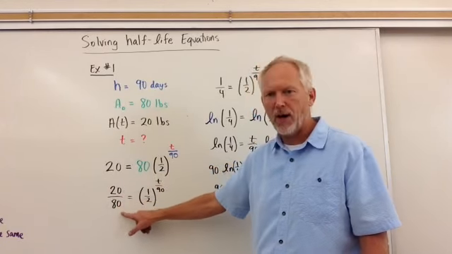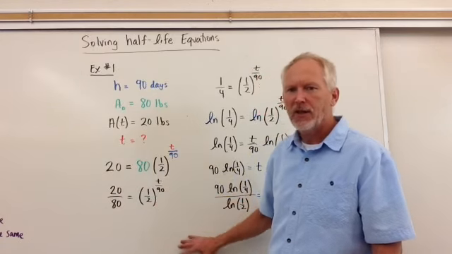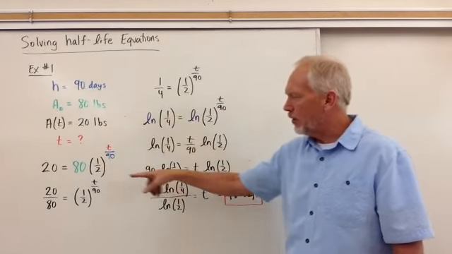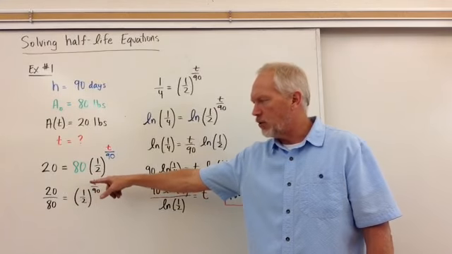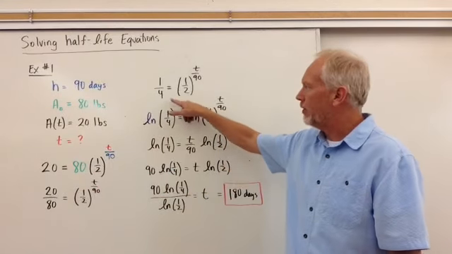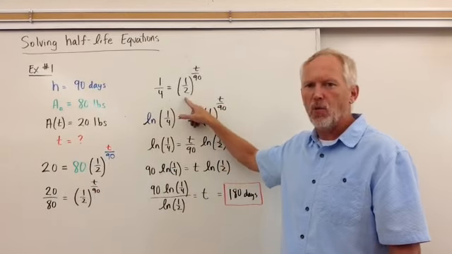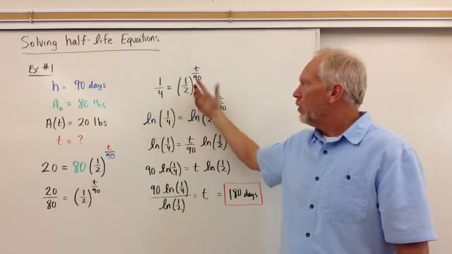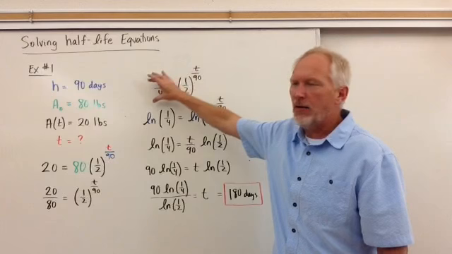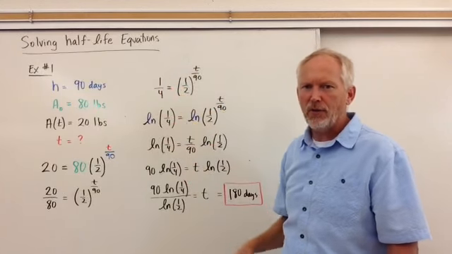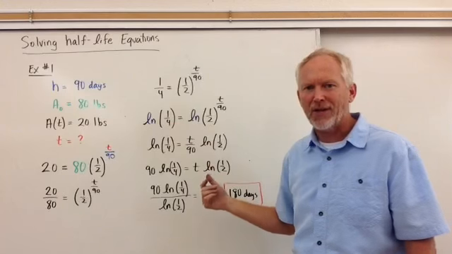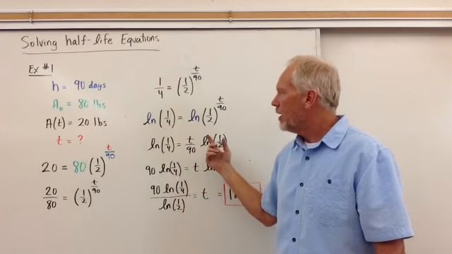Divide by 80, we get 20 divided by 80 is equal to 1/2 to the t over 90. We can reduce 20 over 80 to 1/4. So we get 1/4 is equal to 1/2 to the t over 90. And now we need a way to bring this down, so we can start solving in linear land instead of exponential land. That's why we use natural logs or logarithms.